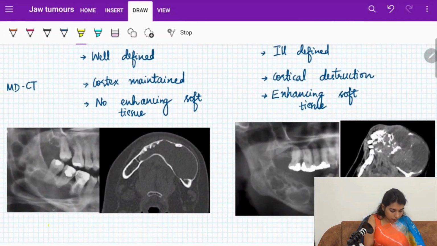So this is a first case scenario where we can see that the tooth here are normal and these two teeth are slightly displaced. So likely we are dealing with a benign lesion. And in this scenario, we can see that the tooth here are lost. So we are likely dealing with a malignant lesion.